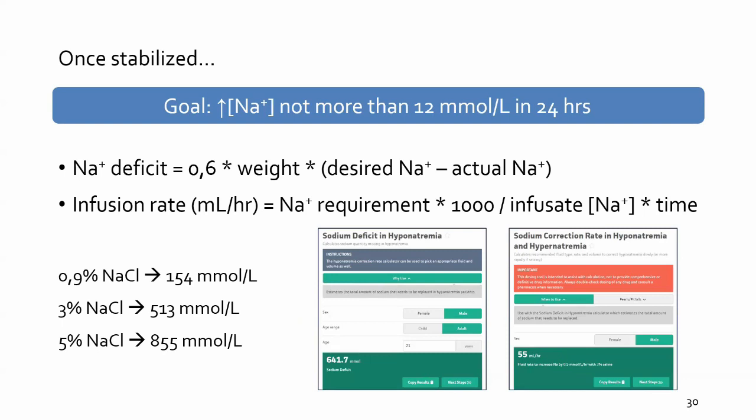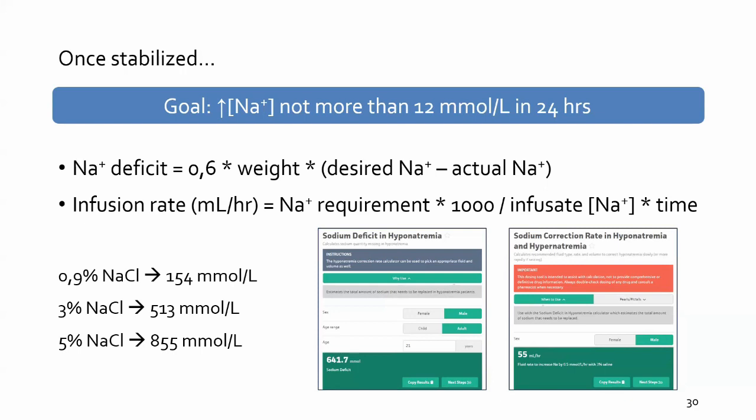We can make friends with it, we can use it, and it reduces the risk of user error or making mathematical errors. So there are 2 different calculations on MD Calc. The first is for the sodium deficit in hyponatremia. And then after you've used that, you use the sodium correction rate in the hypo or hypernatremia calculator. So in that, it'll ask you for the sodium deficit that you've already calculated.